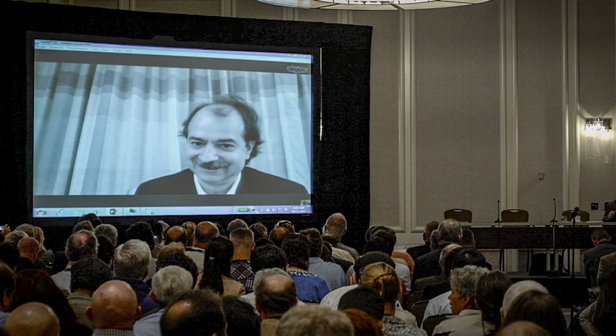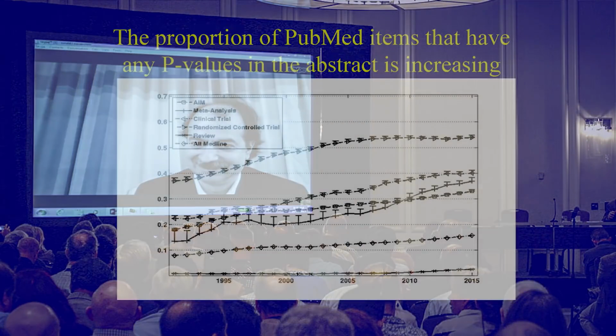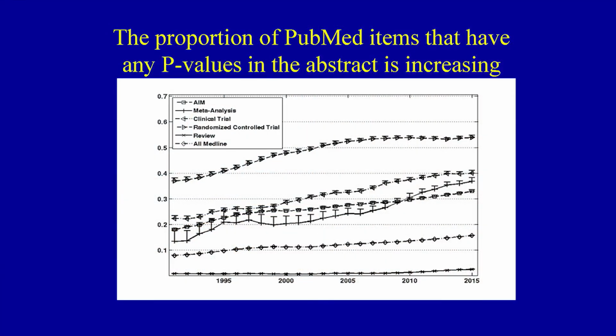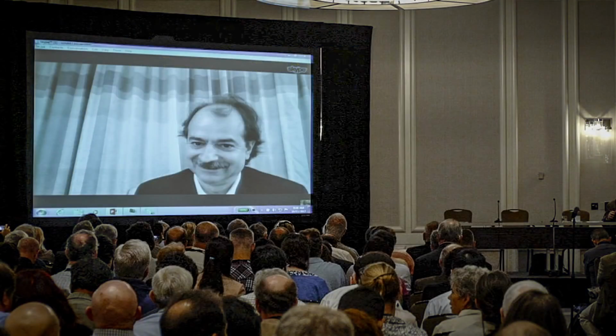The proportion of PubMed items that have any p-values in the abstract is increasing. So this is happening pretty much in any type of design and any type of study and any type of journal. P-values are becoming a dominant epidemic across all biomedical fields on average, with some fields and some types of article being affected more than others.